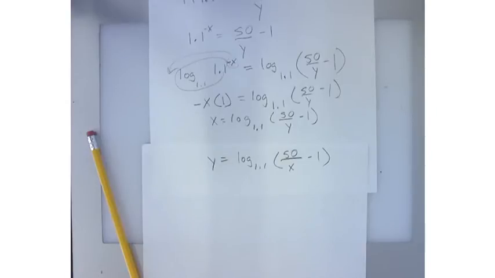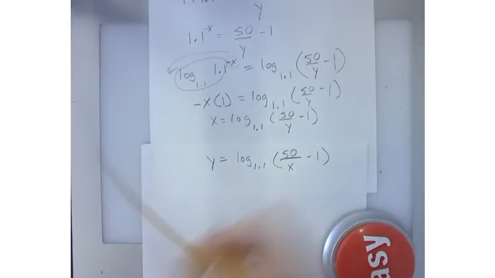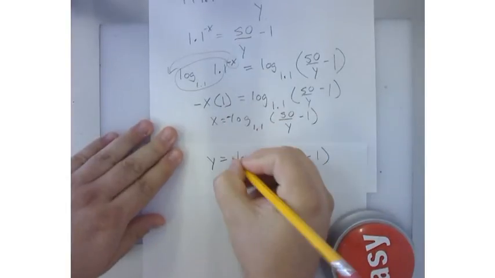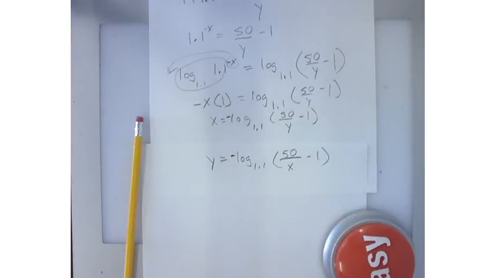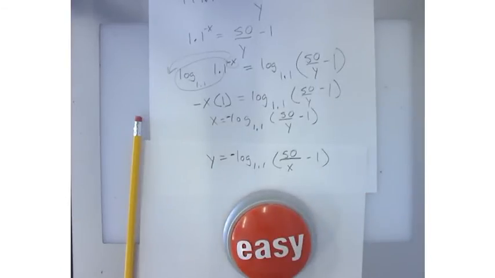You're welcome. Mr. Adams? Yes. Is it supposed to be y equals the negative log of? Oh, yes. You're correct. When we hit it with the negative, I forgot to put it on both sides. You're absolutely correct. That was easy. That's it? That's it.